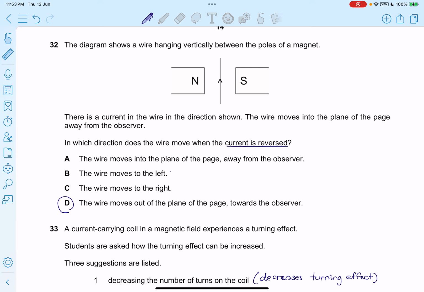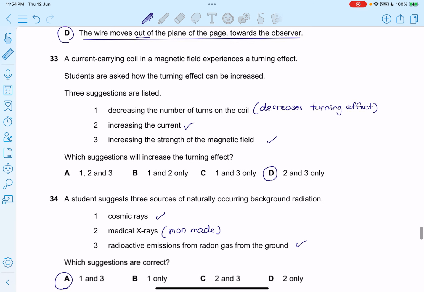So option A, the wire moves into the plane of the page away from the observer. That is the same as the first, so the current is not reversed here. Wire moves to the left, wire moves to the right. That does not mean that the current is reversed. It actually doesn't even do anything. So 32, D is the correct answer because, like I said, the direction is completely opposite. It went from going into the page to out of the page. So 32, the correct answer is D.